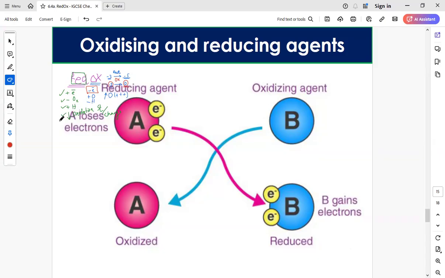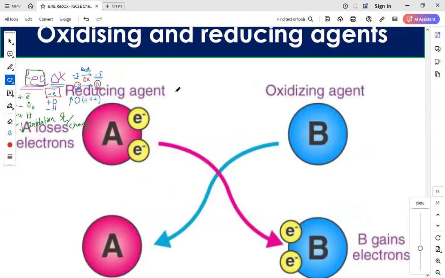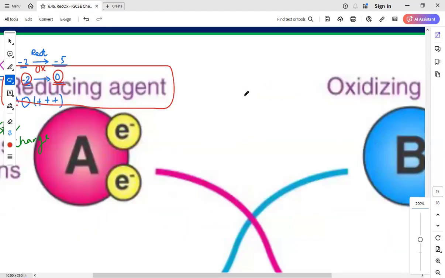No, no, look, this is the second segment of our redox reaction, the second concept, reducing agent and oxidizing agent. A reducing agent means that this particular element will reduce the other element.